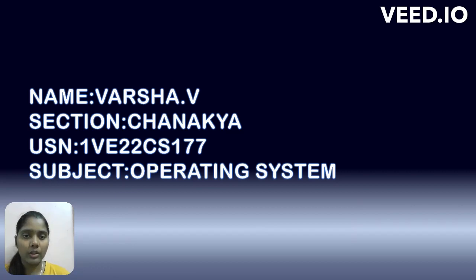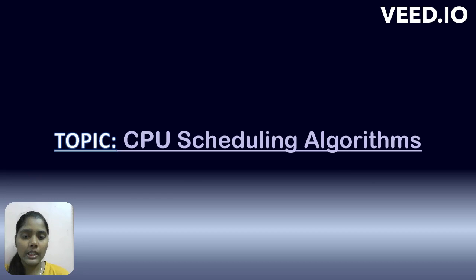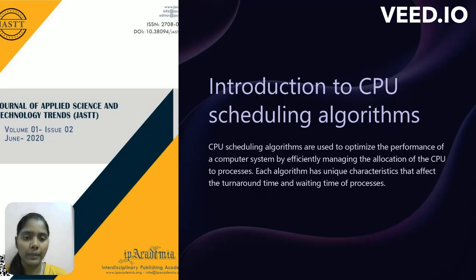Today I am going to discuss the subject operating system. The topic is CPU scheduling algorithm. Let us see the introduction to CPU scheduling algorithm. CPU scheduling algorithms are used to optimize the performance of a computer system by efficiently managing the allocation of the CPU to the processes. Each algorithm has unique characteristics that affect the turnaround time and waiting time of processes.